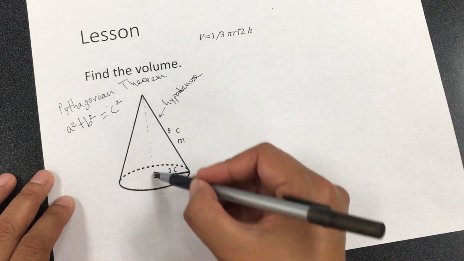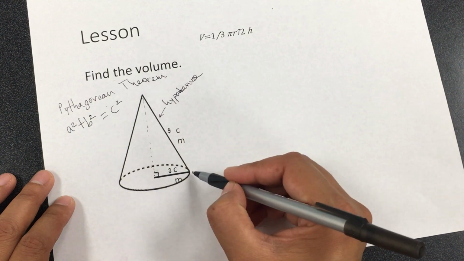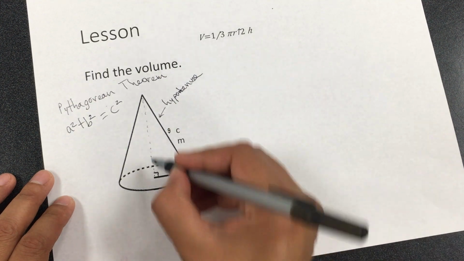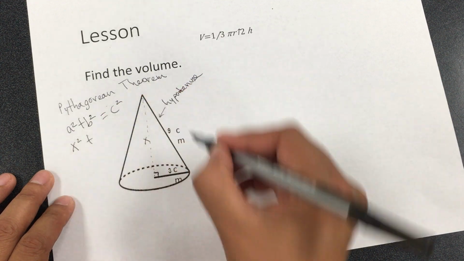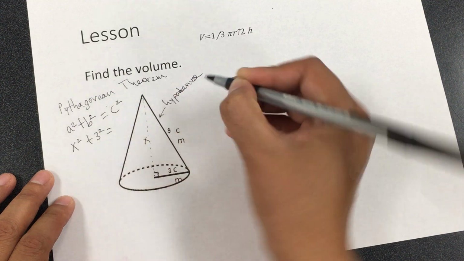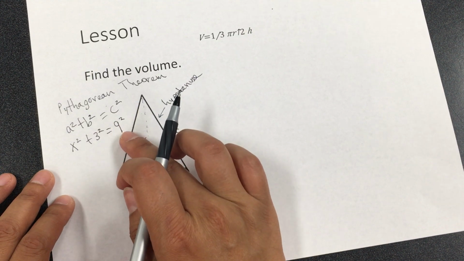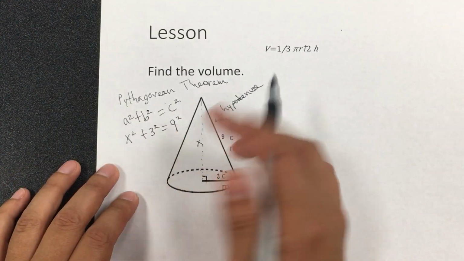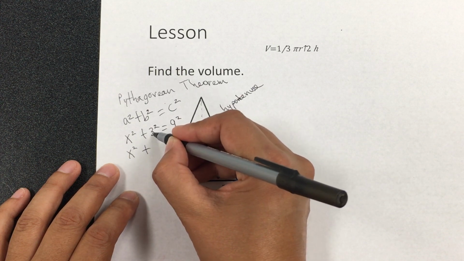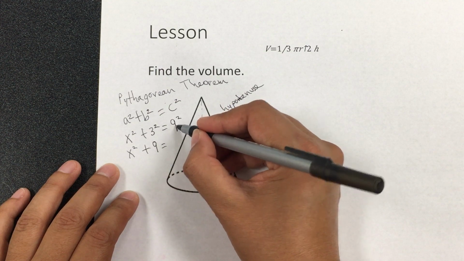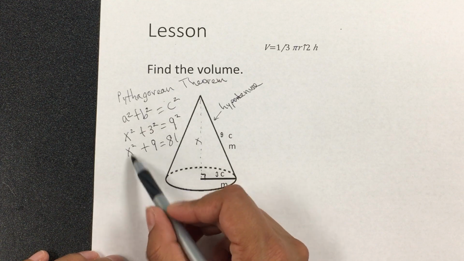And so we don't have a, and this can be a or this can be a, it doesn't matter, but I'm just going to put this a and b, but this can be a and b, either way. So a, we don't have that, it's going to be x. So x squared plus 3 squared is equal to 9 squared. Remember that the longer side is always alone, it's always the c part of it. And so we're going to simplify that. x squared plus 3 times 3, 9. 9 times 9, 81.